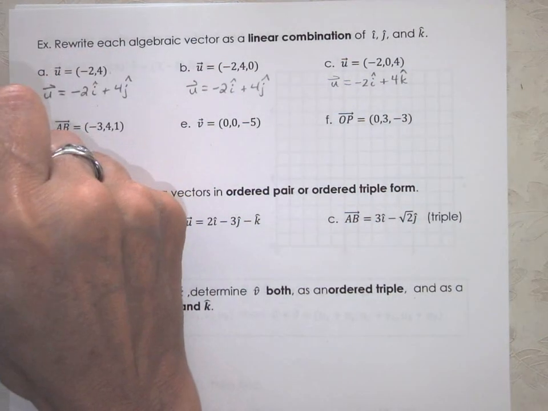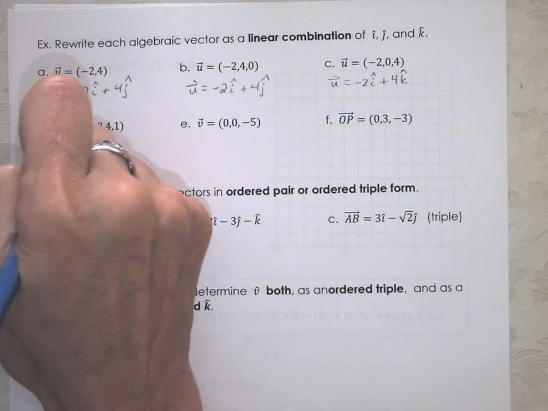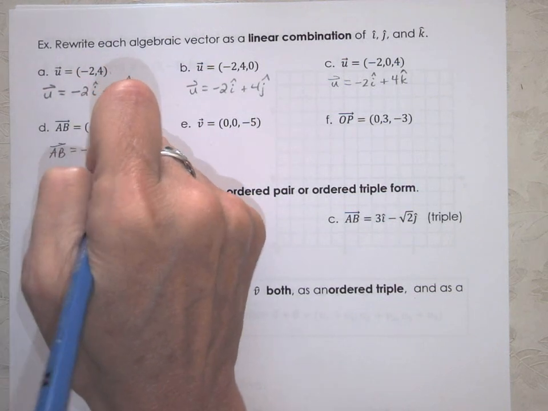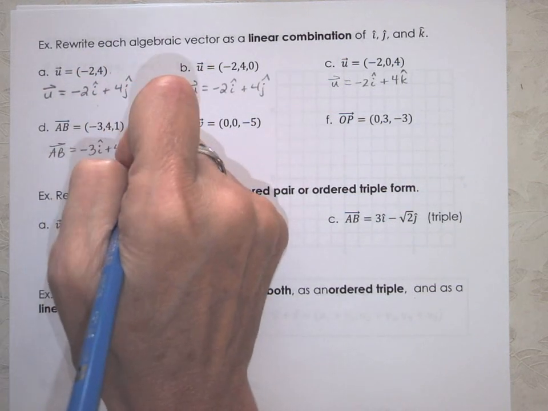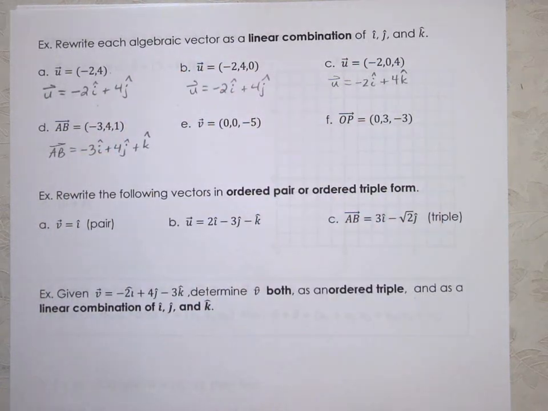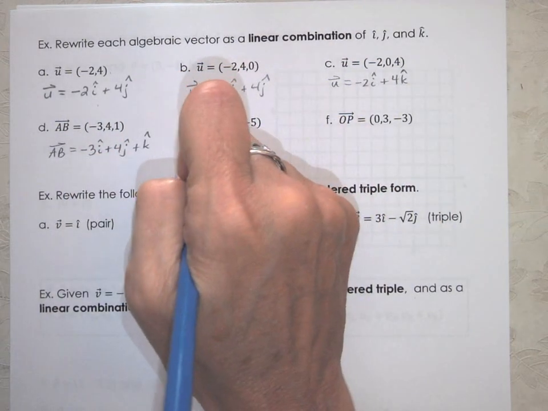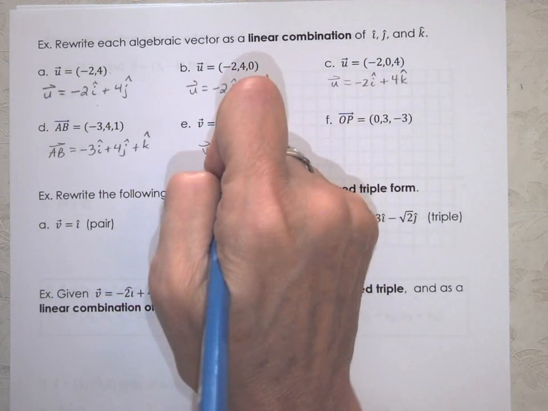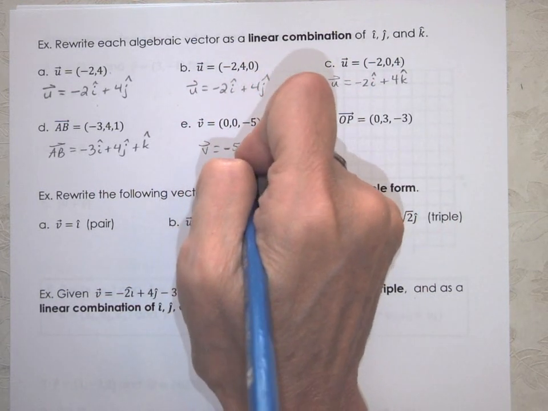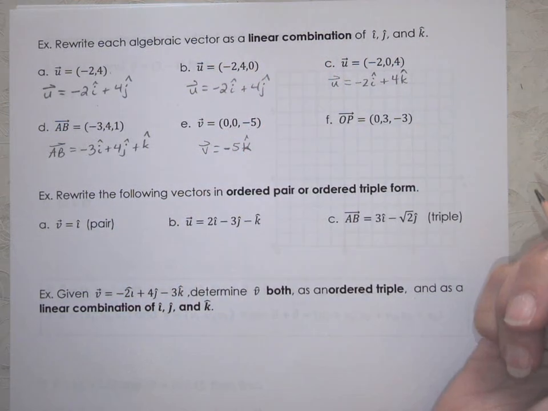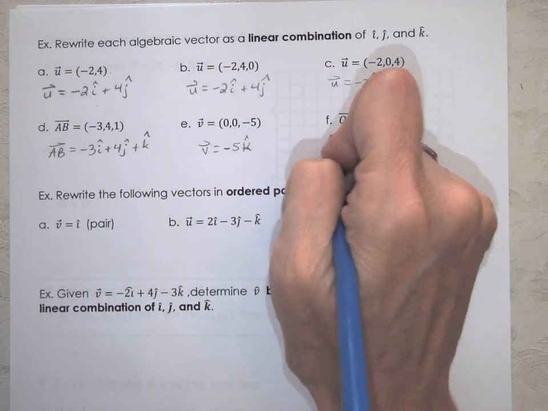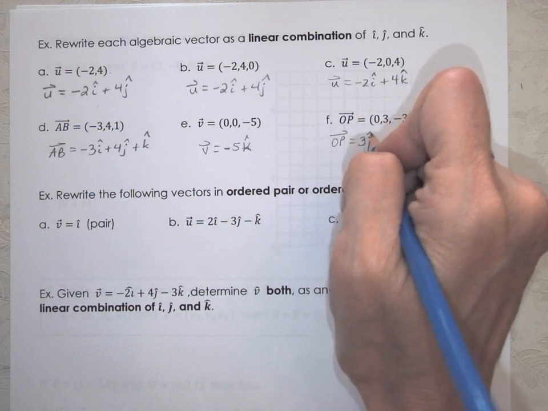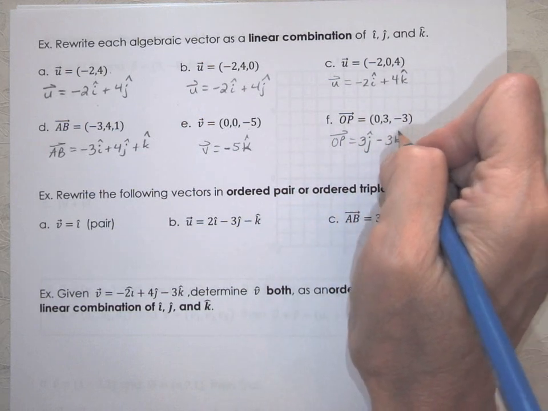Vector AB can be written as negative 3 i hat plus 4 j hat plus k hat. Vector v is 0 i hat plus 0 j hat, just minus 5 k hat. And vector OP would be 0 i hat plus 3 j hat minus 3 k hat.